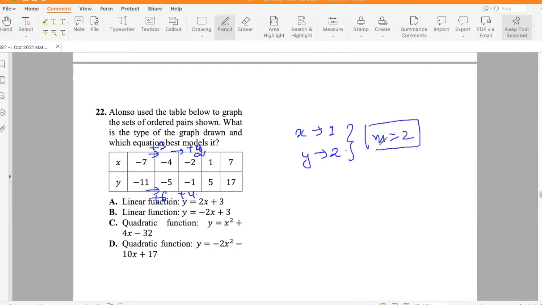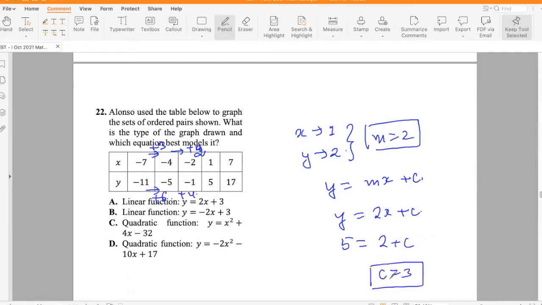So my slope is 2. And I can use y is equal to mx plus c. So y is equal to 2x plus c. And I can put 1 comma 5 here. So 5 is 2 plus c. So c is 3. So y is 2x plus 3. It's a linear function, option A.